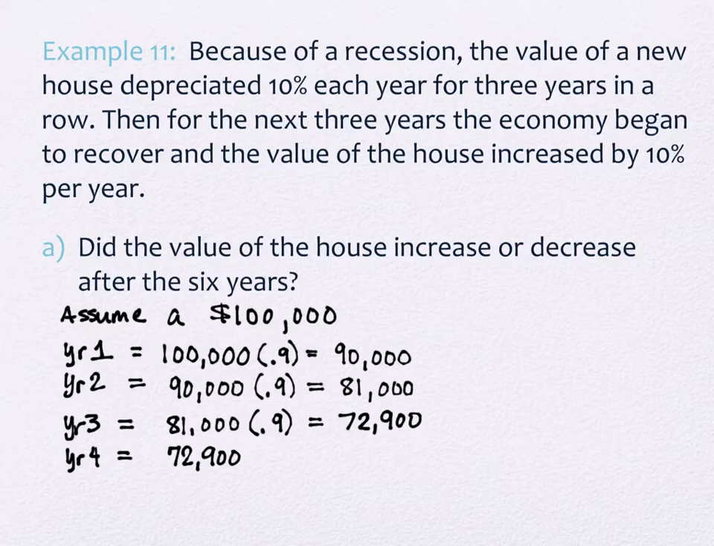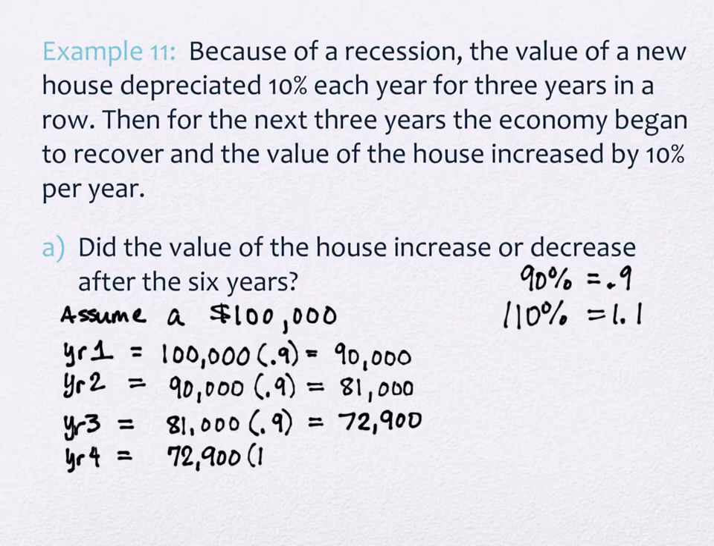110%. Right, we started at 100%, it lost 10%, that's why we got 90%. We're back at 100% and we're gaining 10%, so now it's 110%. What is 110% as a decimal? So we did 90% was 0.9. Yeah. 110% is 1.1. So we're going to take that 72,900 and we're going to multiply it by 1.1. What will you get? 80,190. That is better than the 72,900 that I was at, right?